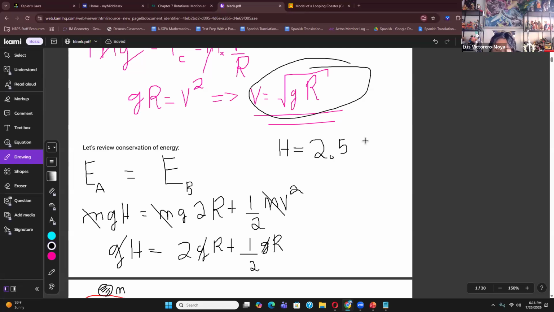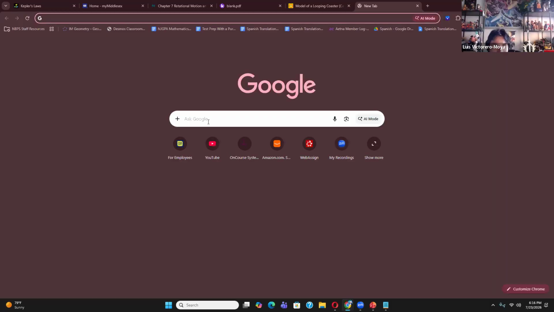So just by making the height 2.5 times the radius of the loop or more than that, then you know that it will go through, it will go over. That's why roller coasters, right?